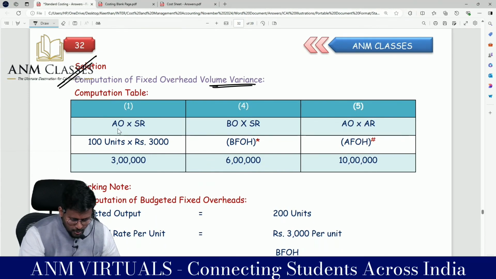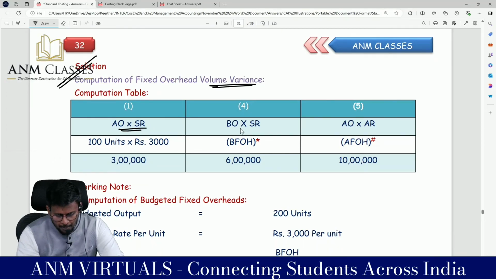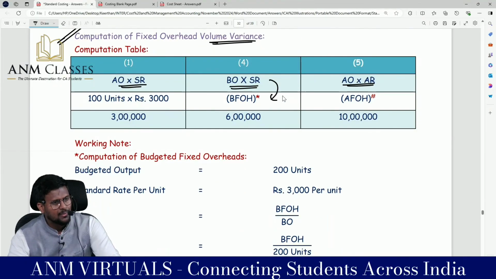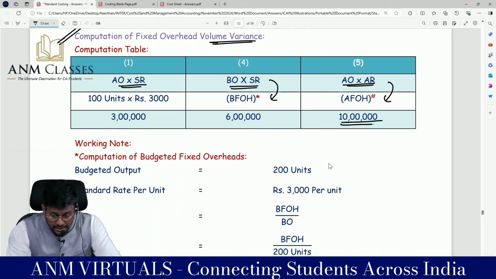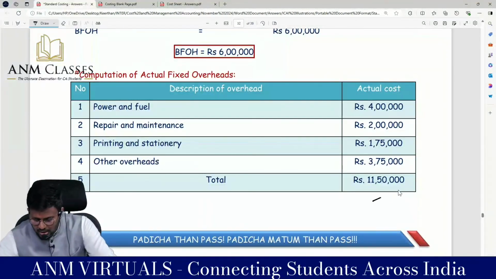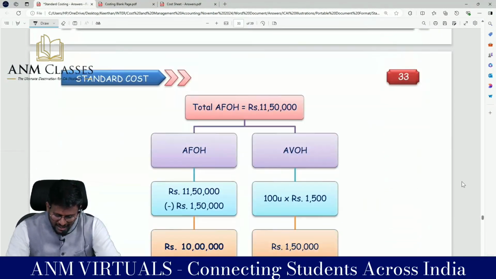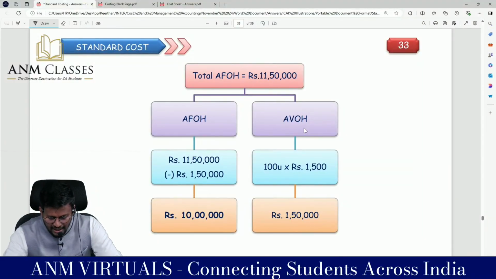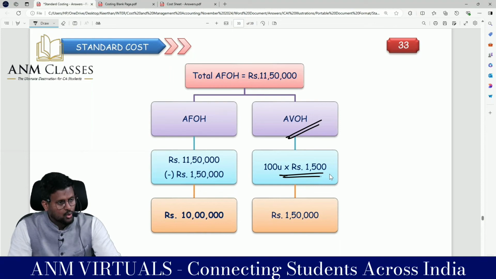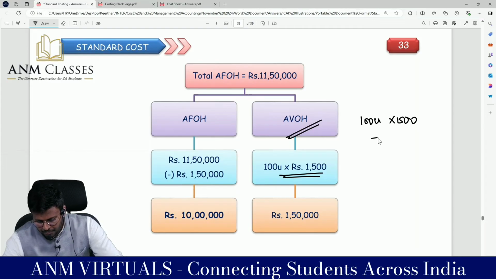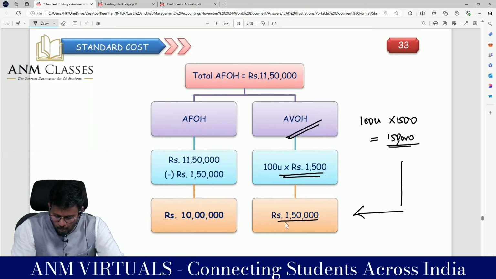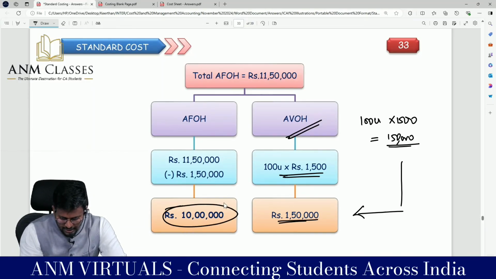3 lakh. இது எப்படி கால்குலேட் பண்ணலாம்னா actual output into என்ன rate or budgeted output into என்ன rate. Budgeted output into standard rate தான் BFOH, actual output into actual rate தான் AFOH. நம்ம கண்டுபிடிச்சோம். டோட்டலா அவங்க கொடுத்திருக்கிறது லெவல் ஆஃப் 50 ரைட். அதுல ஆக்சுவல் வேரியபிள் ஓவர்ஹெட் மைனஸ் பண்ணேனா I will get the fixed overhead. ஆக்சுவல் வேரியபிள் ஓவர்ஹெட்னா எவ்வளவு யூனிட்ஸ் ப்ரொடியூஸ் பண்ணிருக்க into ஒரு யூனிட்டுக்கு comes to 1,50,000. கம்ஃபர்டபிள் அப்படினா 11,50,000 ல இருந்து போச்சுனா 10 lakhs you will get.